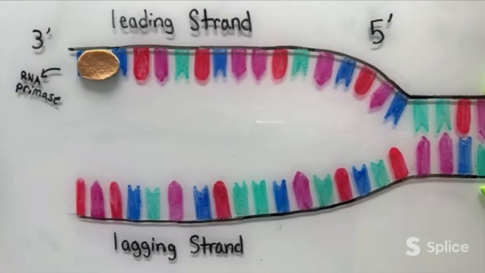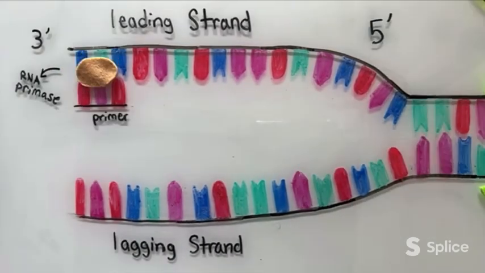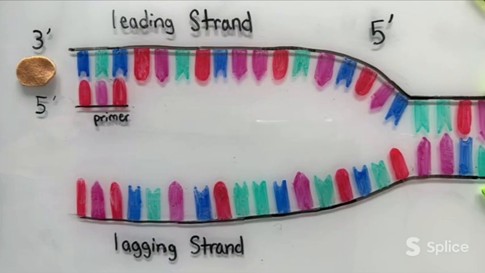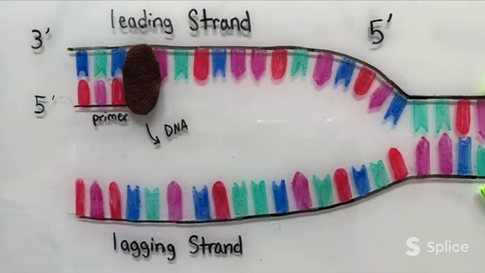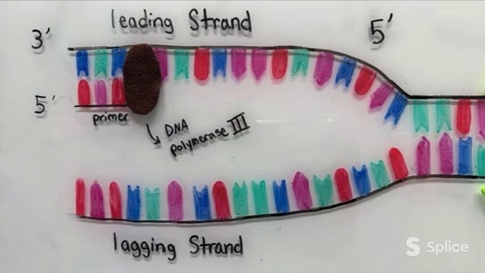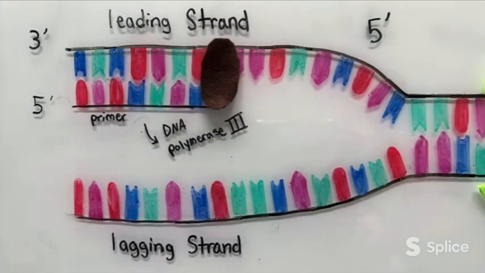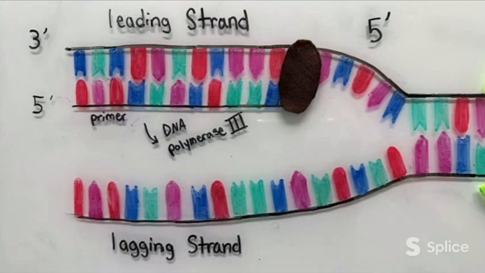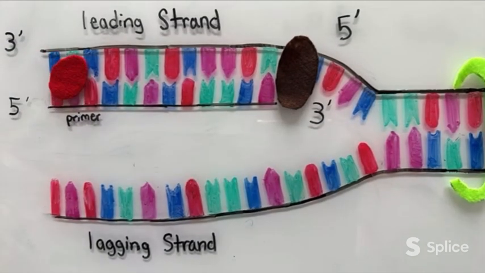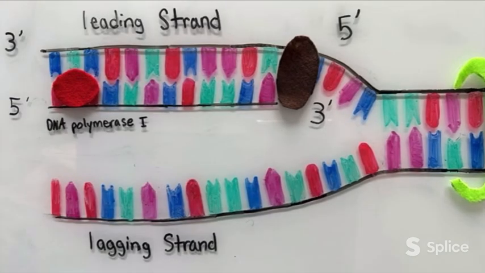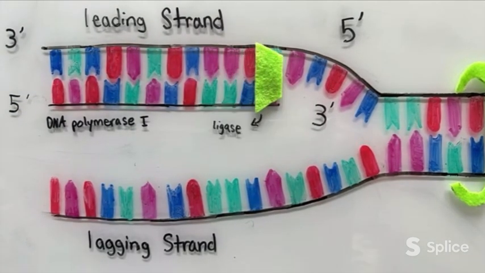In the leading strand, DNA replicates in the 5' to 3' direction. In step 1, RNA primase puts down an RNA primer on the 5' end of the DNA. DNA polymerase III adds on DNA nucleotides to the RNA primer and elongates the new leading strand. After some time, DNA polymerase I replaces the RNA primer with DNA molecules. Finally, DNA ligase joins the molecules together.